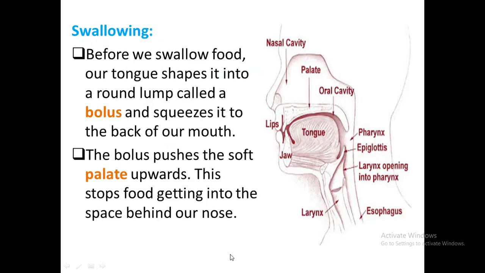Now, what is the function of the tongue? While we chew the food, our tongue shapes the food into a round lump that is called the bolus. And second, it squeezes it into the back of our mouth.